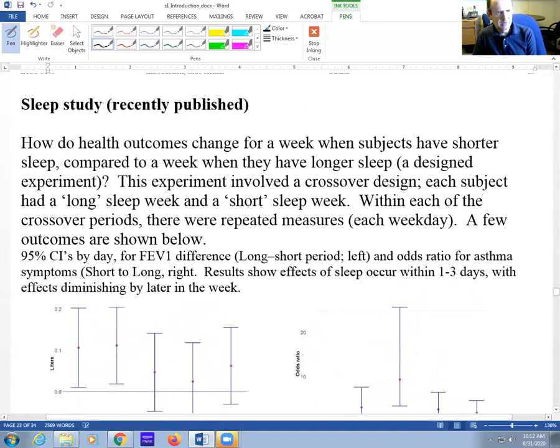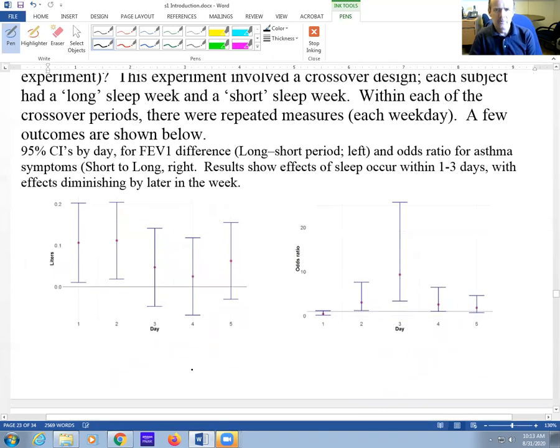This is a sleep study where we're looking at an experiment where kids, in 1 week, were required to have a short sleep week, so they had less sleep 1 week, and then they had longer sleep the other week. And it was a crossover, so subjects were randomly assigned to the order. So maybe some had the short sleep week the first week, and then the long sleep week, and then some had long first. And our interest was finding how this impacted their health.